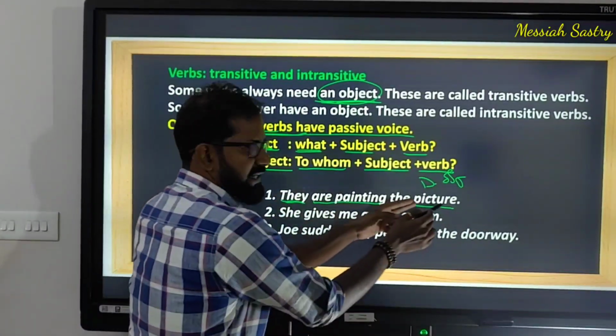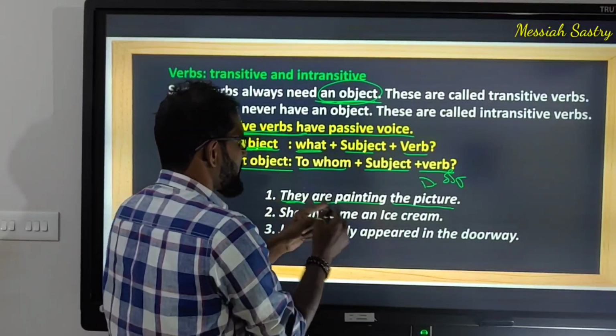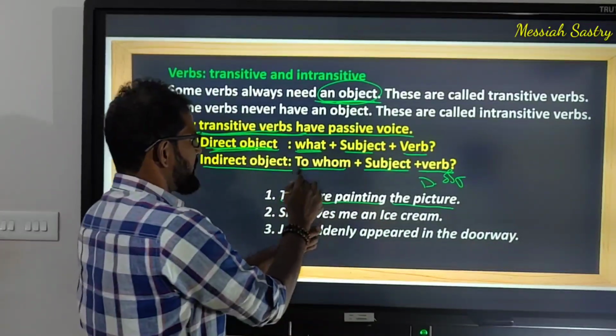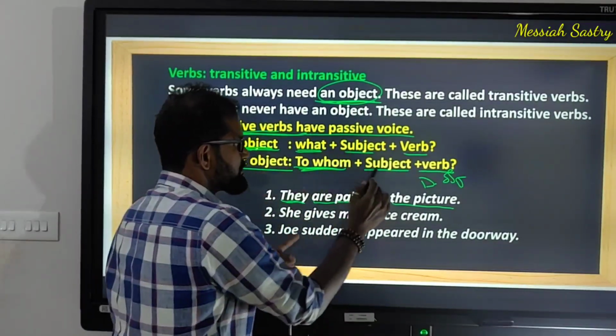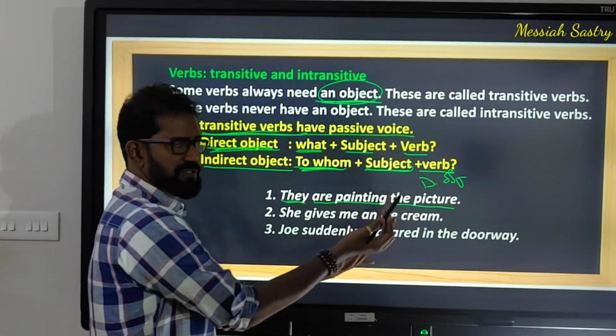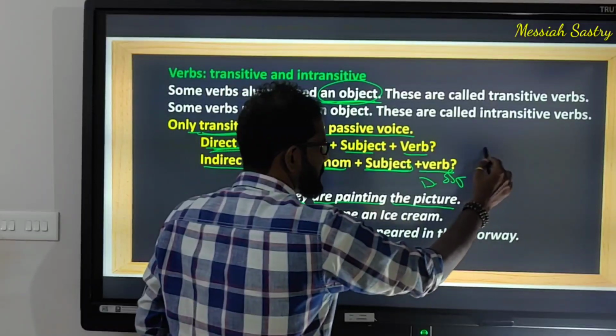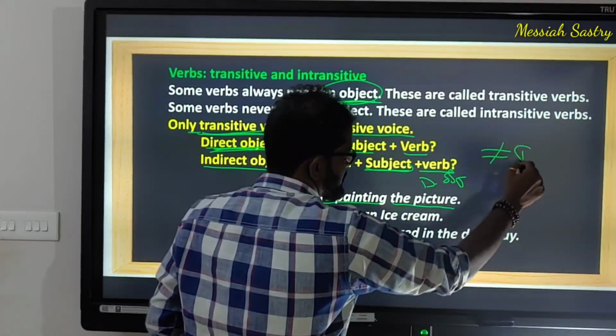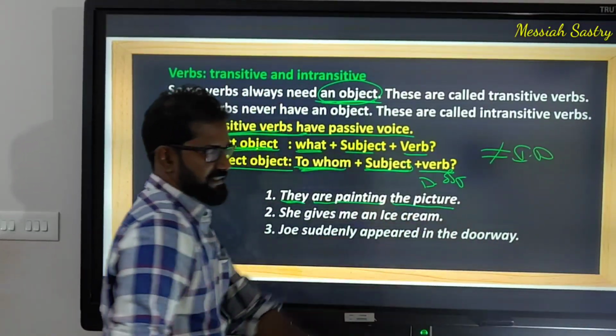Let us see whether there is an indirect object. To whom are they painting? To whom, subject, they are painting. There is no answer, which means there is no indirect object in the first sentence.